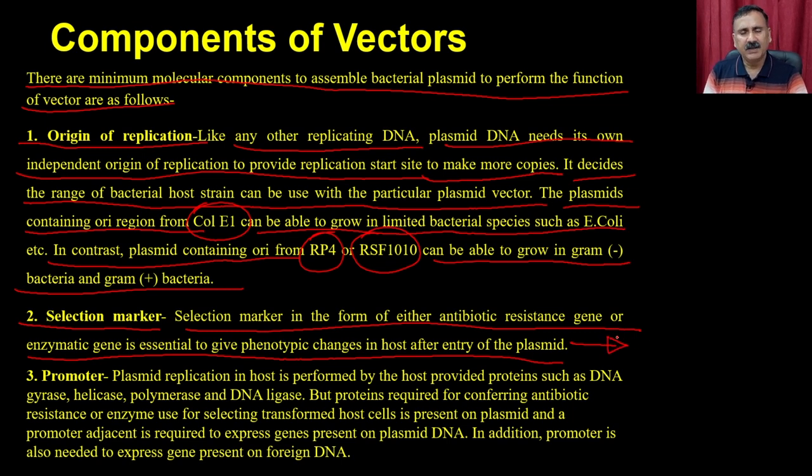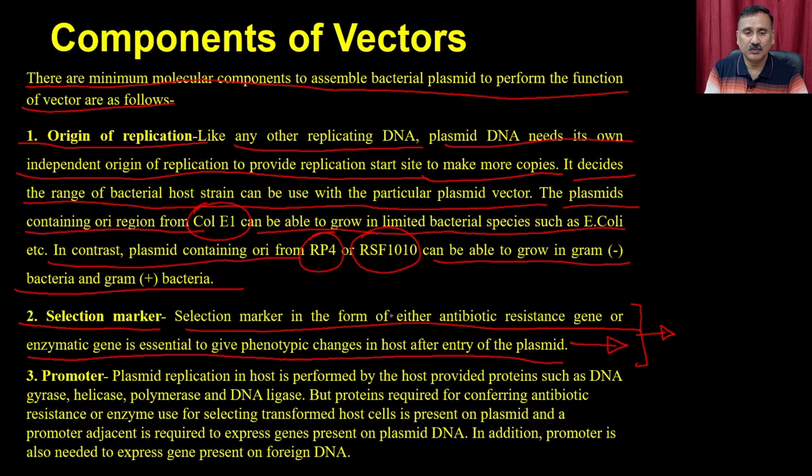We are going to take up very many examples when we talk about the screening of these transformed clones. At that time you will understand how the different types of selection marker are helpful in selecting the transformed host. Then we also require the promoter.